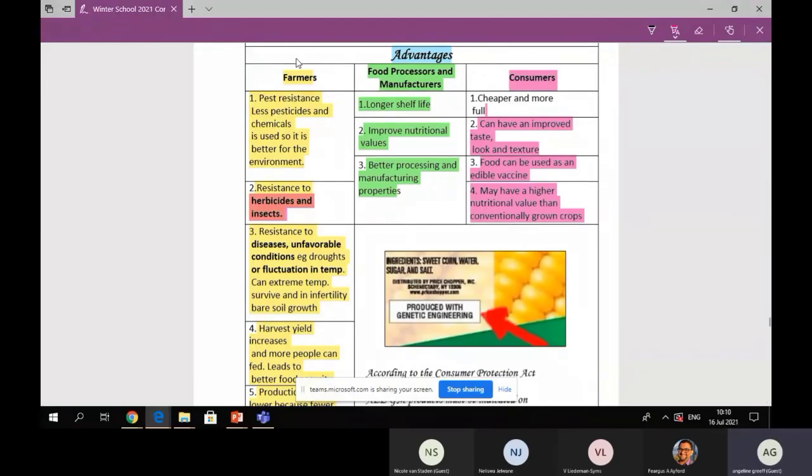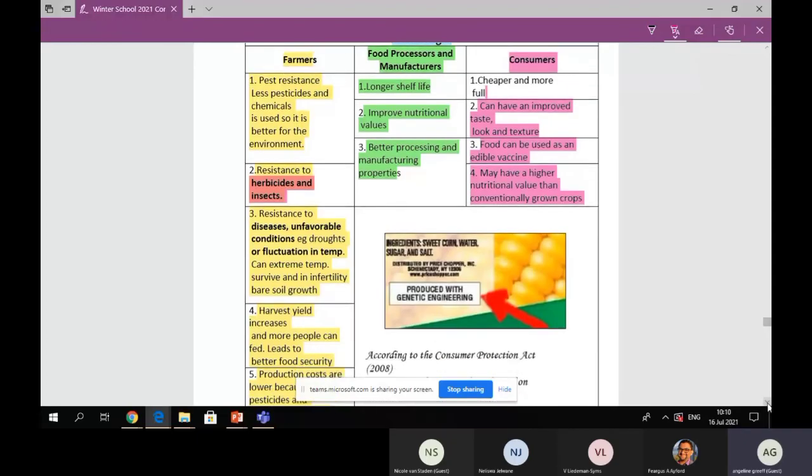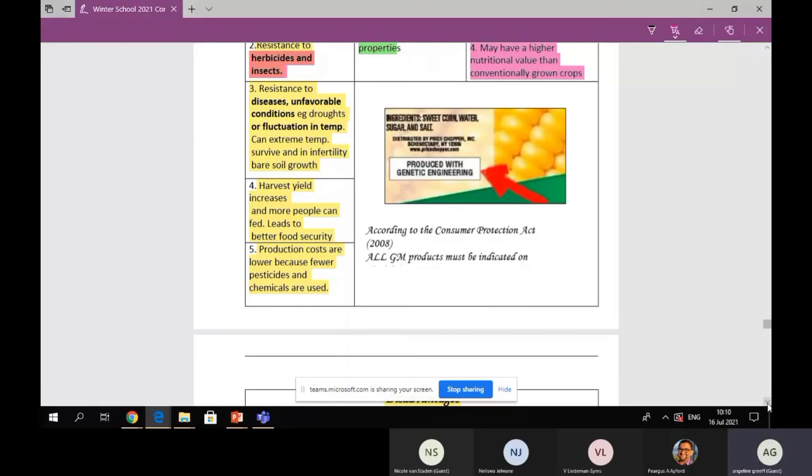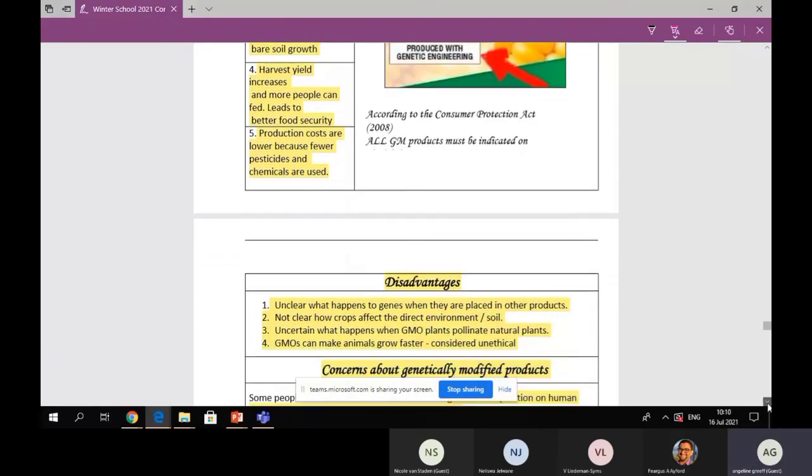This has been set up nicely because sometimes in a question they will ask specifically what the advantage of genetically modified foods will be for the consumer or the farmer. They might ask it generally, then you can obviously give any of these, but otherwise if they ask specifically, then you should know it specifically as it is here. The way it's set out makes it a bit easier for you to study from. I'm not going to go over all of that.